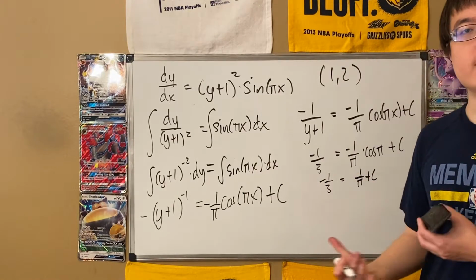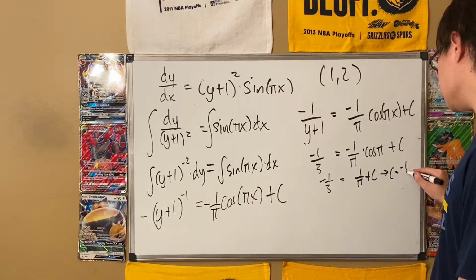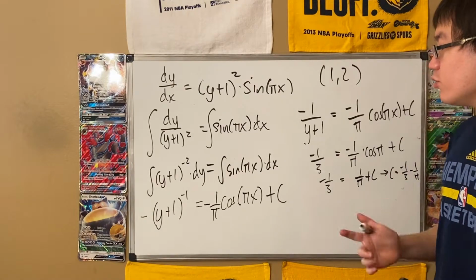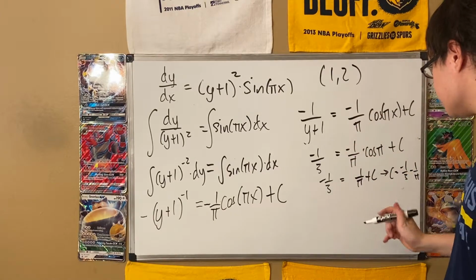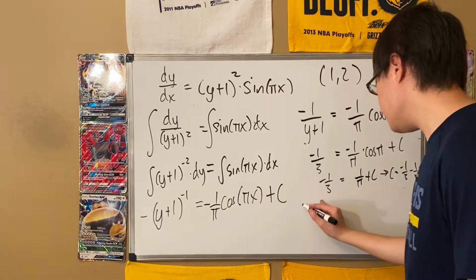And then finally, we need to isolate c. C is going to be kind of weird in this case because I just made this question up. But it's negative 1/3 minus 1 over pi. Nothing too crazy. So then what you do is you're just going to solve for y. So let's see where we can write this. Let's write it over here.